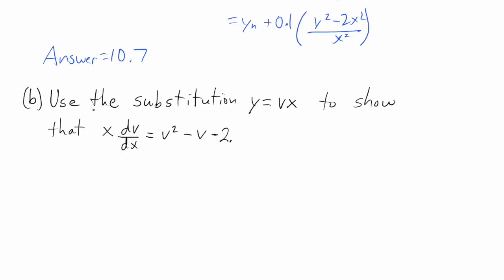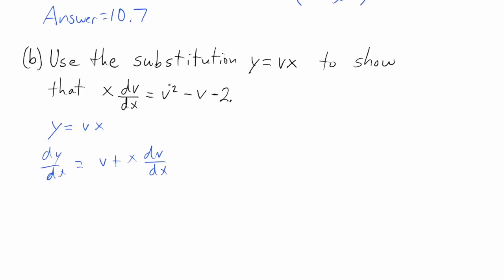In part B, we use this substitution y equals vx to show that this equation is true. So this is using homogeneous equations, and you should know how to do that. It's always the same. First step, dy/dx equals v plus x dv/dx.